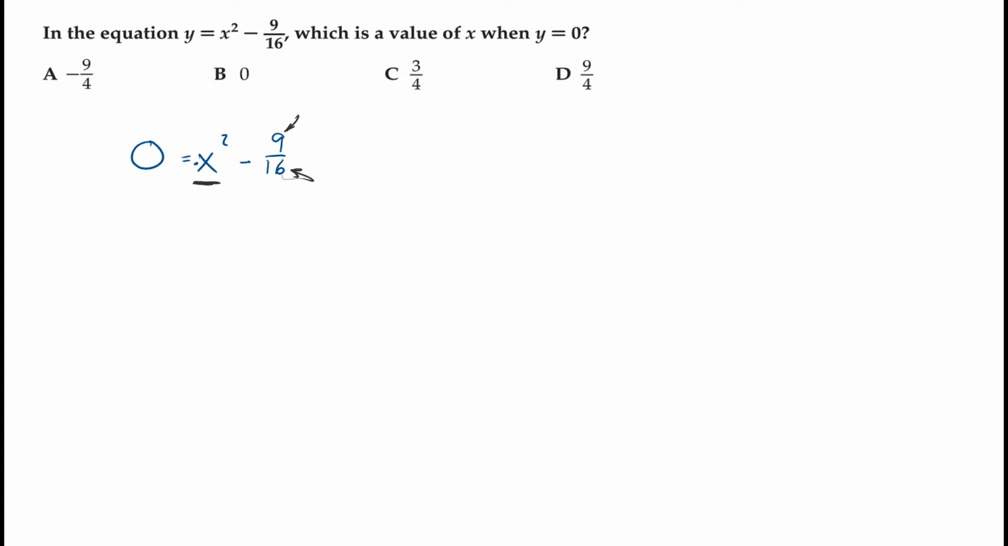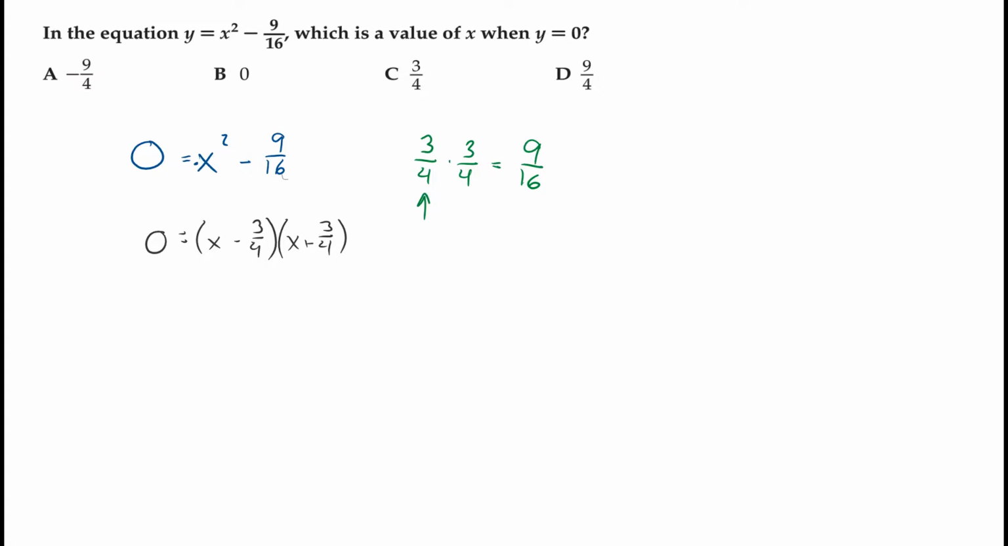Because is 9/16 itself a perfect square? Well, sure. 3/4 times 3/4 is equal to 9/16. So I see that 9/16 is a perfect square because I can take the same number of 3/4 times itself to get it. So that means I can factor this x squared minus 9/16 as x minus 3/4 times x plus 3/4, and that is equal to 0.